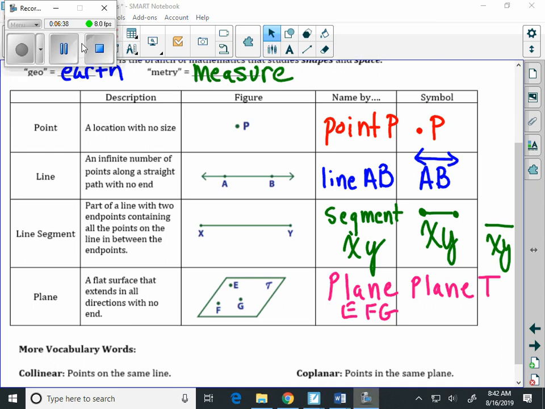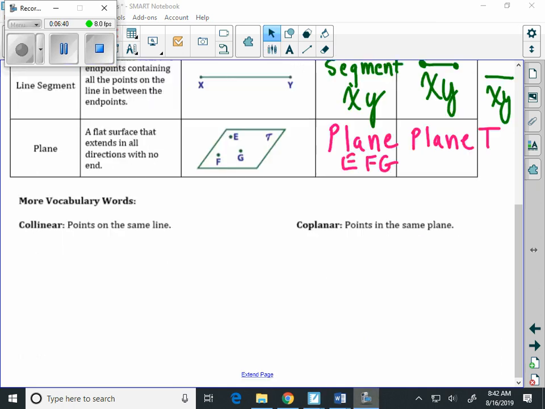A couple more vocabulary words. Collinear. Kind of makes sense. Points on the same line. And coplanar. Points in the same plane.